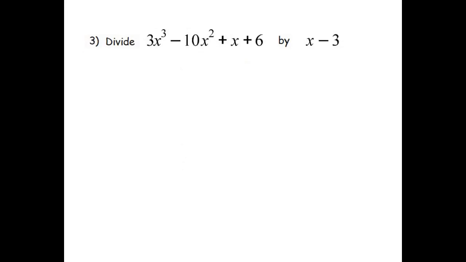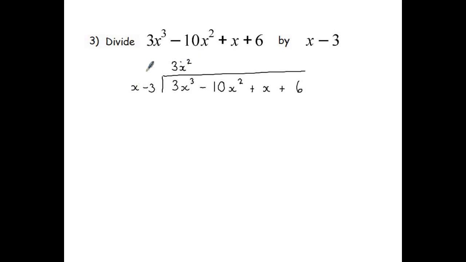Example 3 then, so divide 3x cubed, so notice there's a coefficient in front of this x cubed now, minus 10x squared plus x plus 6 by x minus 3. So, bus stop down, polynomial inside, and what you're dividing by on the outside. Okay, so remember, divide through by the x only, so you have 3x cubed divided by x. So the coefficient doesn't go anywhere, so you can have 3x squared.